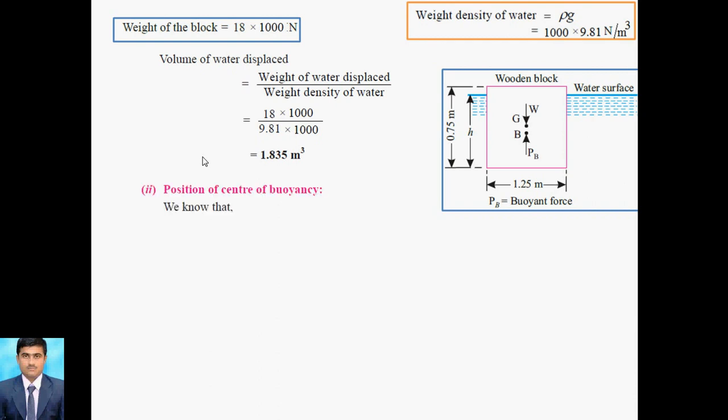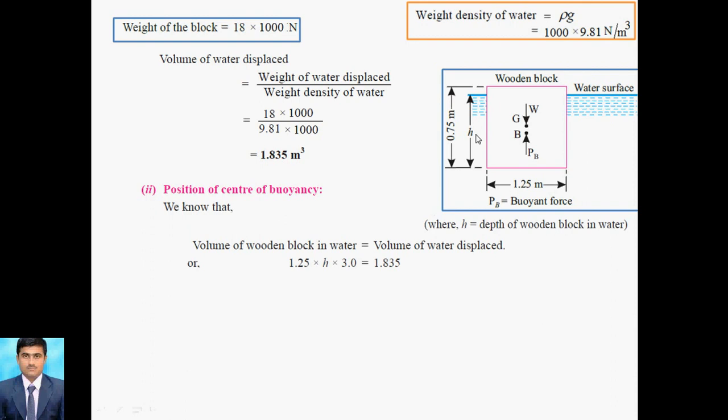Now we go for the position of the center of buoyancy. That is nothing but h that we have to find here. First of all, we put the equilibrium condition here: the volume of the wooden block in water. The wooden block is in water up to a small h, with 1.25 as width and 3 as length. So I can write the equation as h into 1.25 into 3.